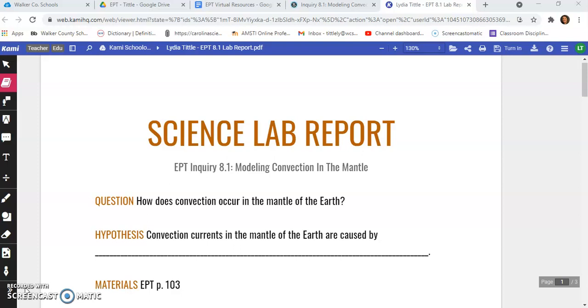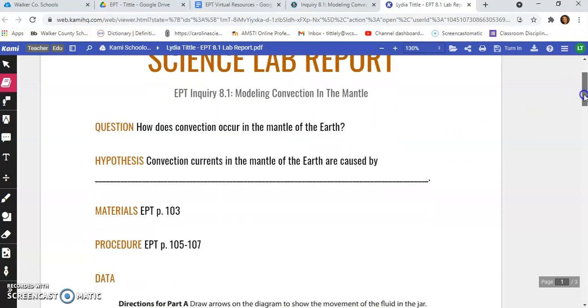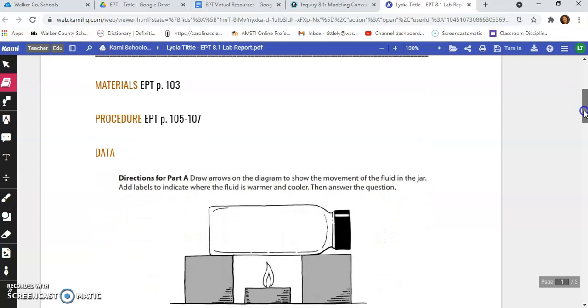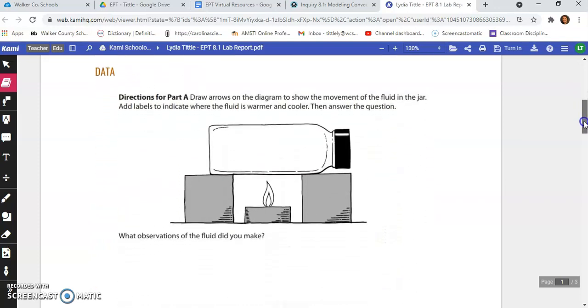So for our question, how does convection occur in the mantle of the earth? Convection currents in the mantle of the earth are caused by blank. So for your hypothesis, think about what causes any kind of convection currents, like air or water, and we can apply that to how the convection currents take place in the mantle of the earth. Our materials are found on page 103, and our procedures are found on page 105 to 107.